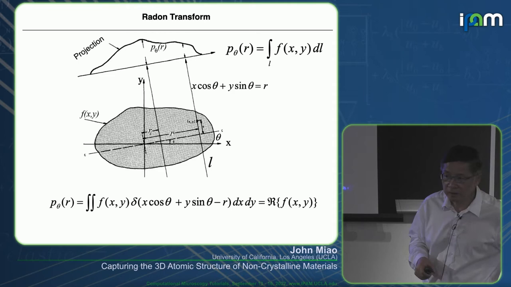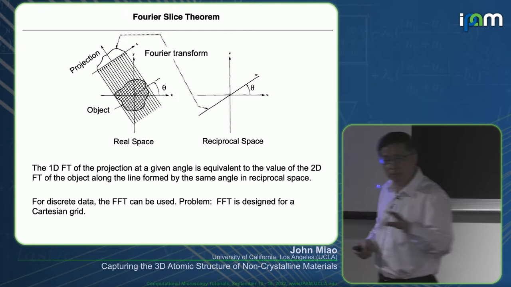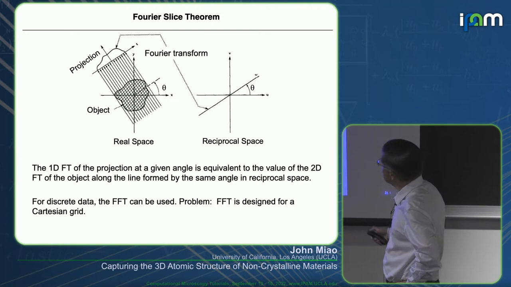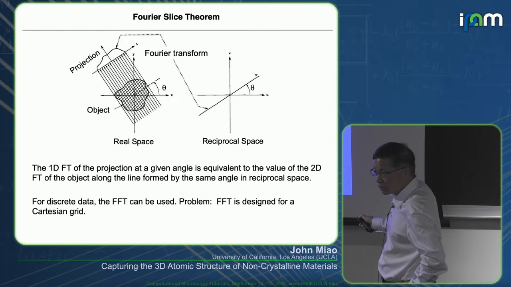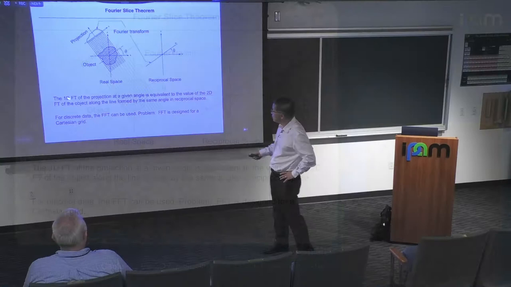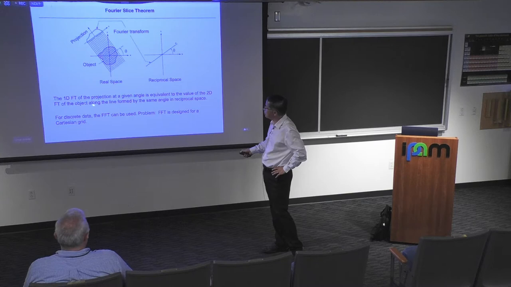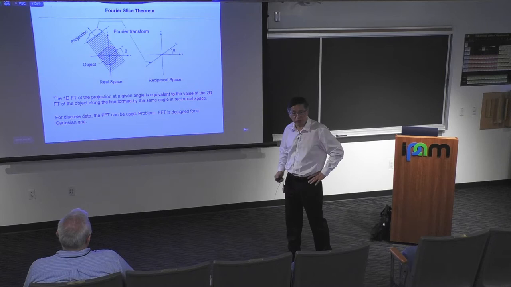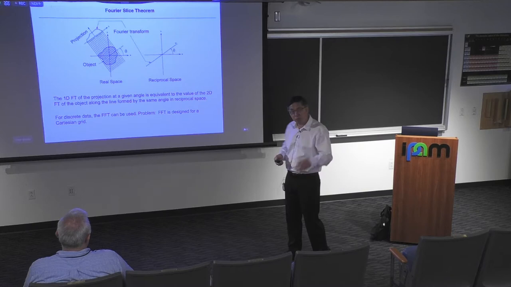Now, a very important theorem is called the Fourier slice theorem. What is the Fourier slice theorem? If you have a projection image, a 2D projection, and you take the 1D Fourier transform of this projection, that's equivalent to taking the 2D Fourier transform of the object and looking across this line. This means that the 1D Fourier transform of the projection at a given angle is equivalent to the value of the 2D Fourier transform of the object along the line formed by the same angle in reciprocal space, in Fourier space. That's actually very simple from a mathematical perspective, right? And this is very important for the reconstructions.